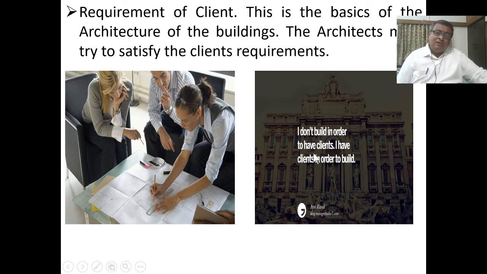Now this is a famous saying of an architect: I don't build in order to have clients, I have clients in order to build. That means the architect is fulfilling the requirements of the client, and is not building as per his own requirement to have clients. So this is the famous statement made by an architect.